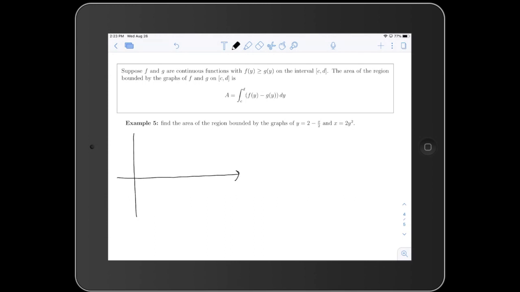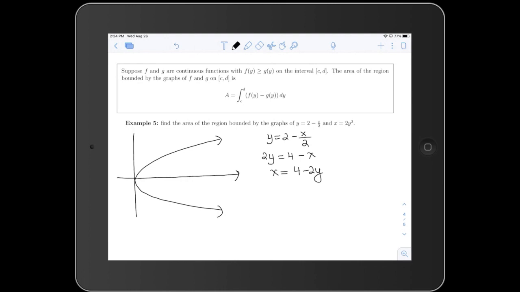So x is equal to 2y squared will look like a parabola that opens to the right. That's going to be one function, and then y is equal to 2 minus x over 2. Let's see. I'm going to rewrite it as a function of y, so multiply everything by 2. That can be 2y is equal to 4 minus x. So x is equal to what? 4 minus 2y.